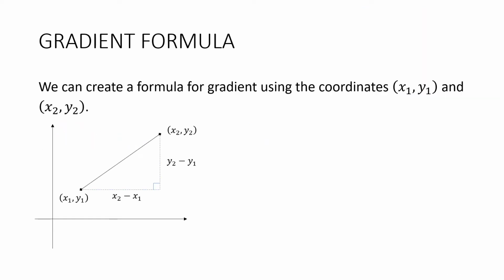Now we can use rise over run, but we can also create a formula. So if we want to use the coordinates x1, y1, and x2, y2, then the rise is going to be the difference in the y coordinates, y2 minus y1. And the run will be the difference in the x coordinates. So instead of rise over run, we can write y2 minus y1 all over x2 minus x1. Now this formula is not given for you on your reference sheet.